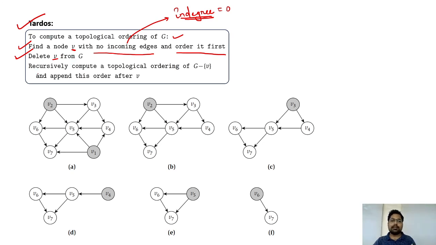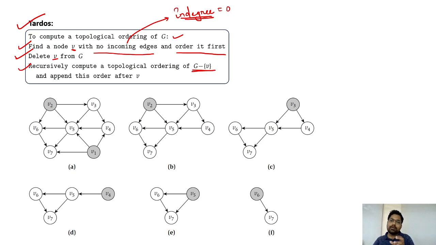Next, which one you have ordered, you have to delete one by one. Once you are deleting, you have to delete the connected edges too. Once you delete the connected edges, the vertices connected to the deleted vertex will have a change in their in degree values. Next, recursively compute a topological ordering of G minus V, the one you have selected. You have to remove it from all the vertices present in that graph.